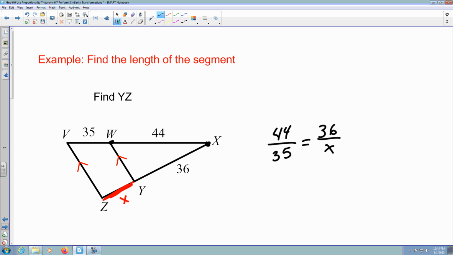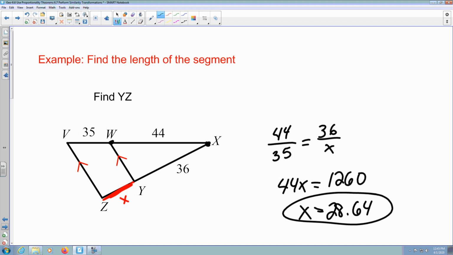So by setting it up correctly, we can now just use cross products to figure out what the unknown is. So 44 times X is 44X. This is going to be equal to 36 times 35, which is 1260. Divide everything by 44. So X is about 28.64.